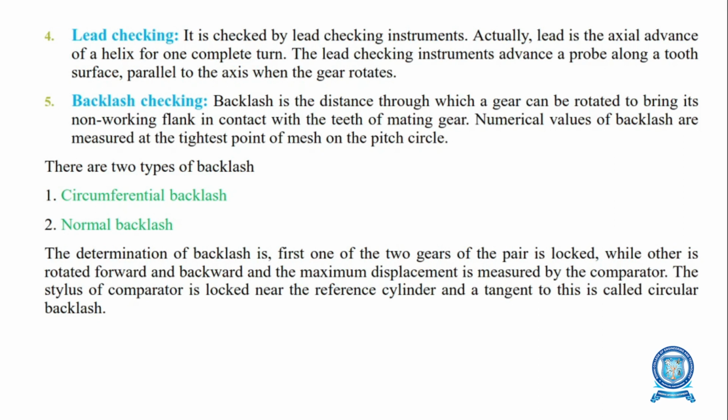There are two different types of backlash: circumferential backlash and normal backlash. In the first, one of the two gears of the pair is locked, while the other is rotated forward and backward, and the maximum displacement is measured by the comparator. The stylus of a comparator is located near the reference cylinder, and the tangent to this cylinder gives the circular backlash. For precision gears, the variation should not exceed 0.02 to 0.03 mm.